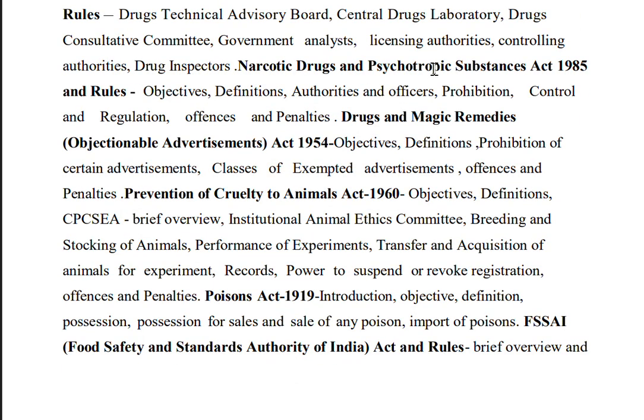And the Narcotic Drugs and Psychotropic Substances Act. For example, they may ask which year the Narcotic Drugs and Psychotropic Substances Act came into force? The answer is 1985. And the Drugs and Magic Remedies Act 1954: what are the exempted advertisements? Who can give the advertisement for the drugs? Like that, in the forensic pharmacy book there are detailed explanations about the Drugs and Magic Remedies Act and the Prevention of Cruelty to Animals Act 1960. While conducting a clinical trial, we have to ensure that the animal used in the trial is safe.